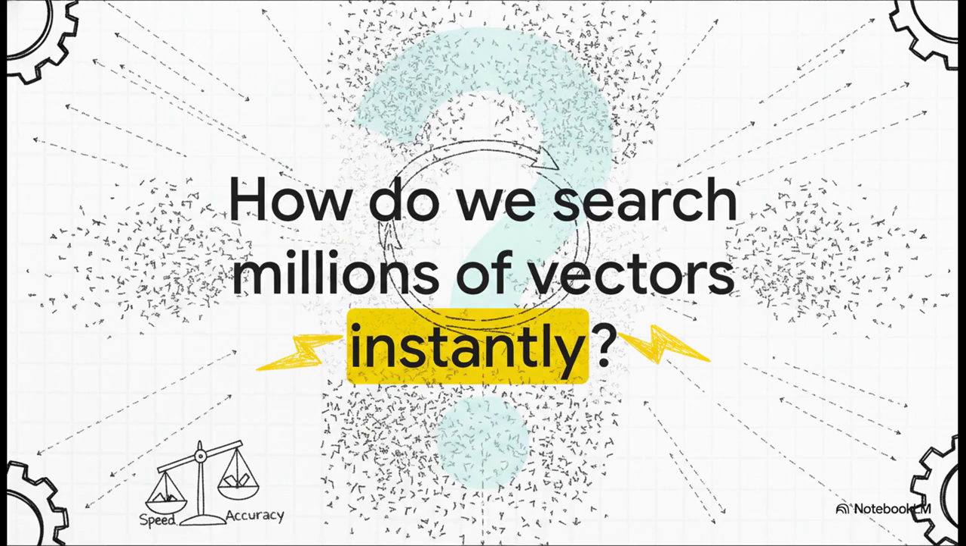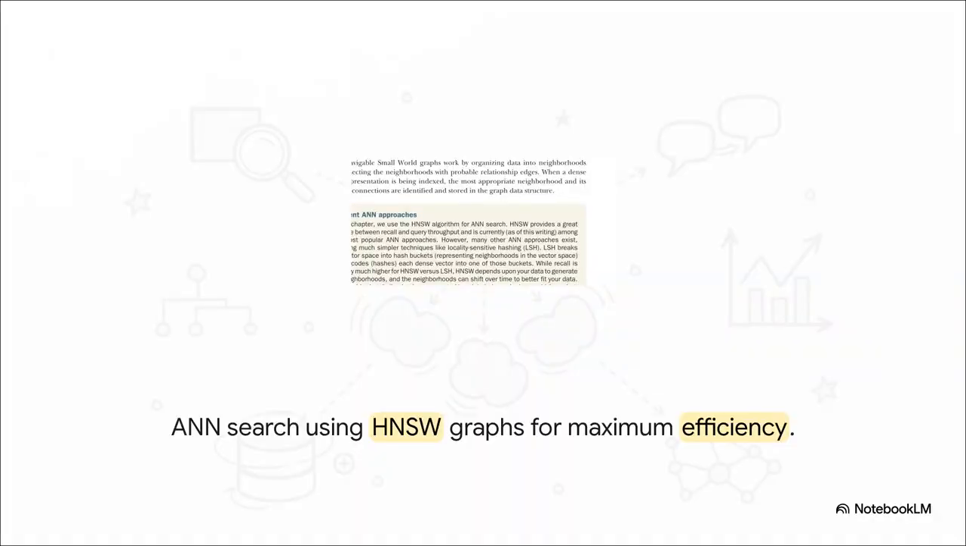The reality we have to face is that we just can't do exact one-to-one comparisons for everything. We have to trade a tiny bit of perfect accuracy to get a massive boost in speed. To pull this off, we use something called Approximate Nearest Neighbor Search, or ANN. And the heavy hitter algorithm for this is the Hierarchical Navigable Small World Graph, or HNSW for short.